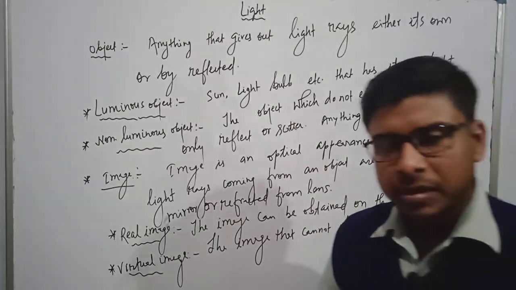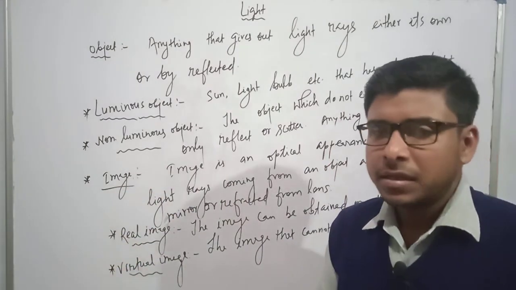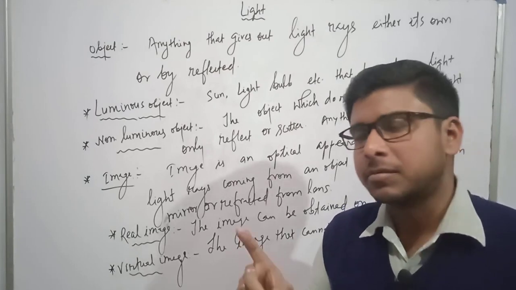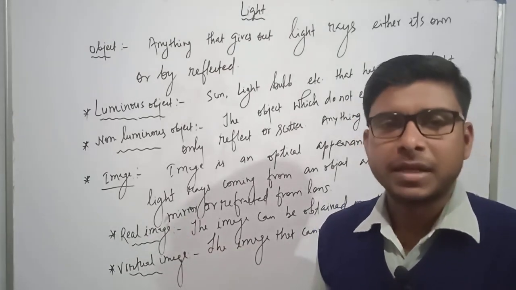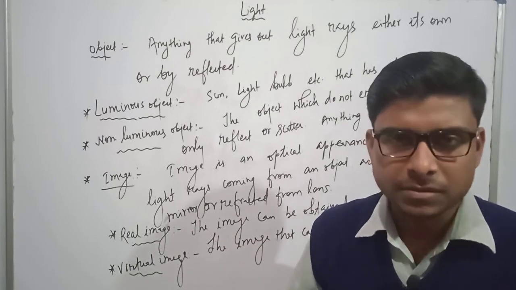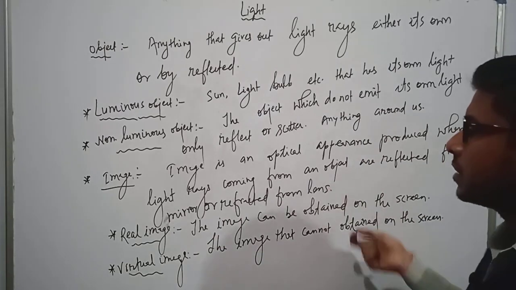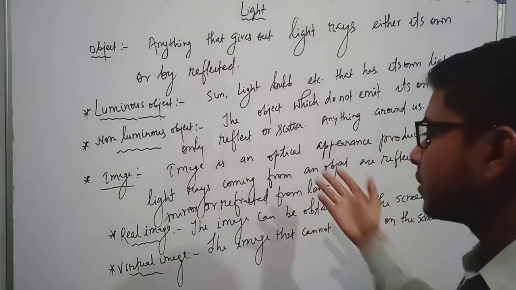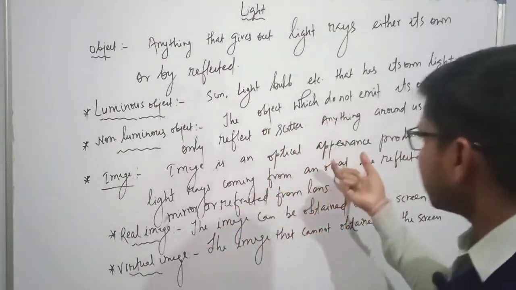In this chapter we see this term many times: image formation through spherical mirrors like concave and convex, image formation through the plane mirror, image formation through lenses. This term will come many times, for example calculate the magnification of the image, calculate the image distance. An image is an optical appearance produced when light coming from an object is reflected from a mirror or refracted by a lens.